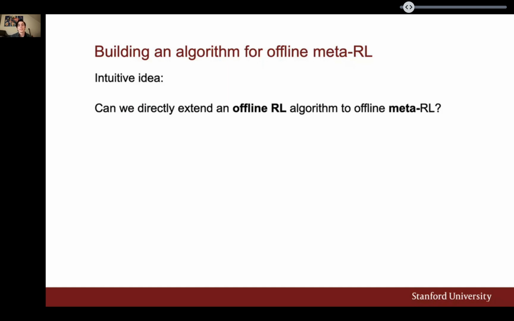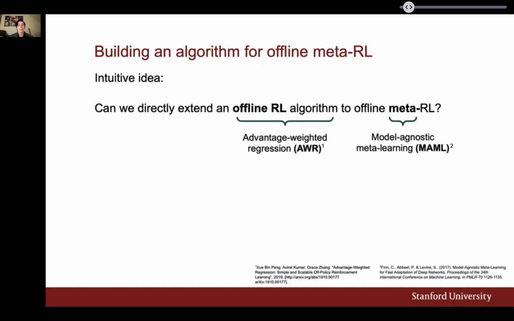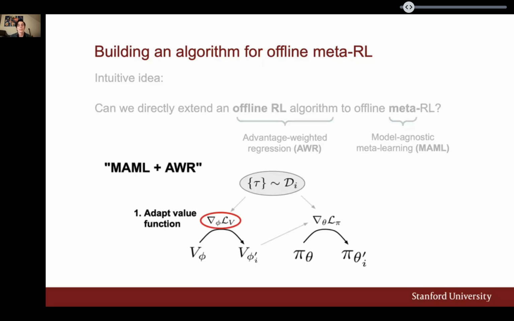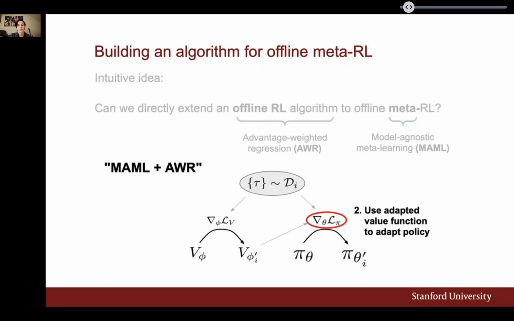Well, intuitively, we might start with an offline RL algorithm and then try to extend it to the offline meta-RL setting. For example, we might start with advantage-weighted regression, which is a relatively simple RL algorithm that is known to work well in the offline setting. And we might combine it with MAML, which meta-learns an initialization that can be rapidly adapted to new tasks with gradient descent. So this MAML plus AWR algorithm would learn the initialization to both a value function and a policy. And during adaptation, it would first adapt the value function using some data from the new task. And it would then use this adapted value function, along with more data from this new task, to adapt a policy.